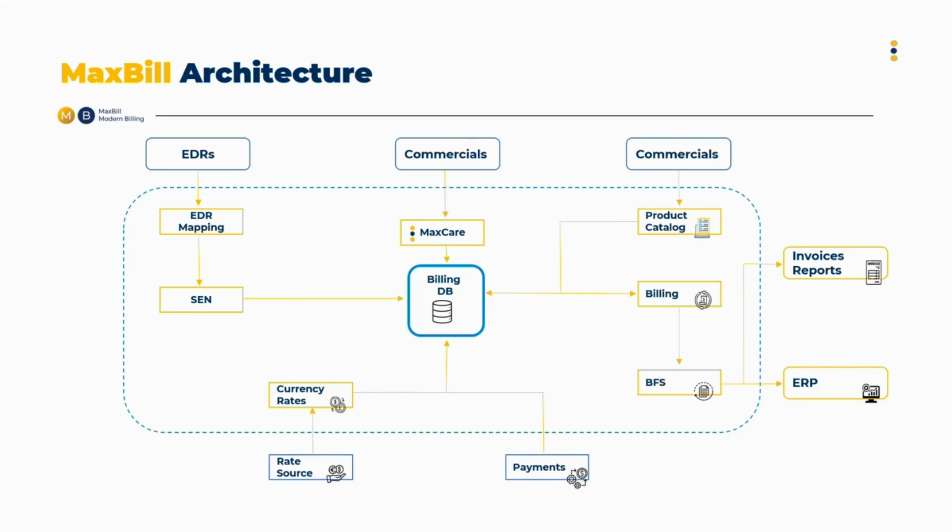Transactional data enters through EDR ingestion. Data is mapped and validated. Commercial rules are retrieved from CRM and product catalog. The billing engine performs calculations. Invoices and supporting documents are generated. Financial results are synchronized with ERP. Currency and payment layers ensure full financial control. All components operate within one structured ecosystem.